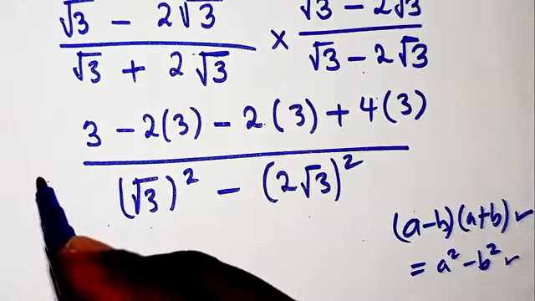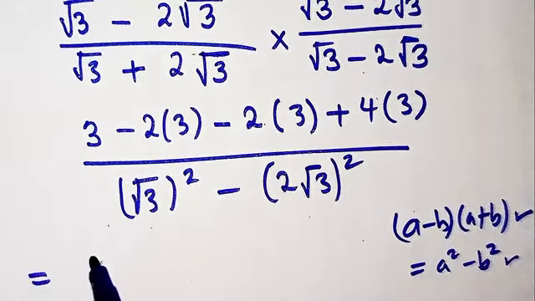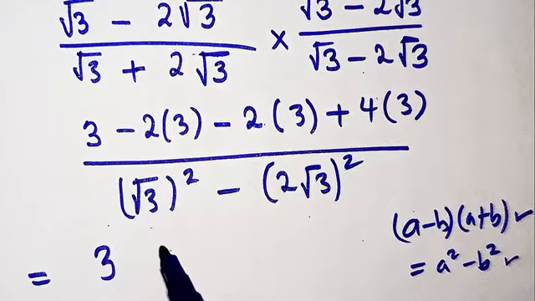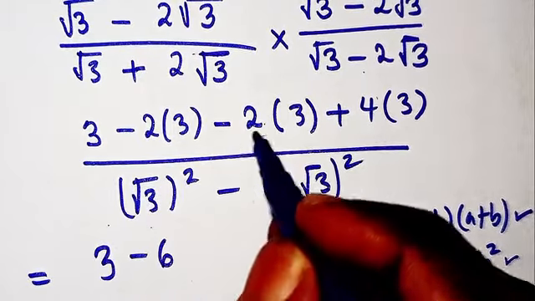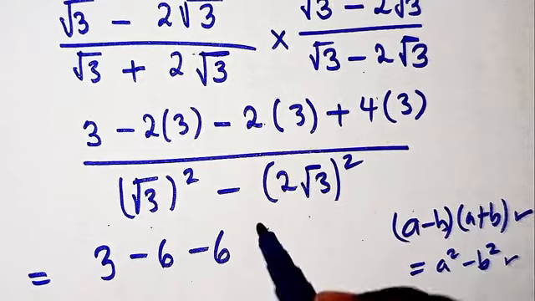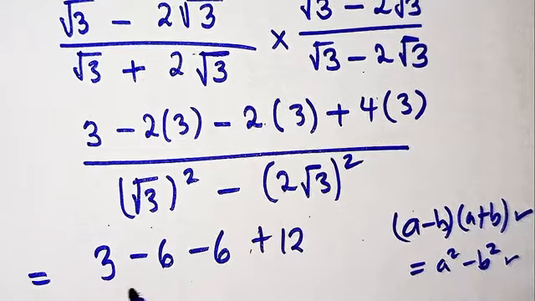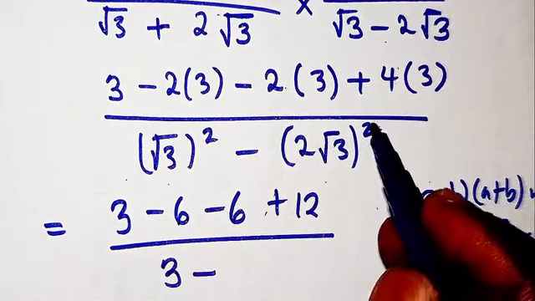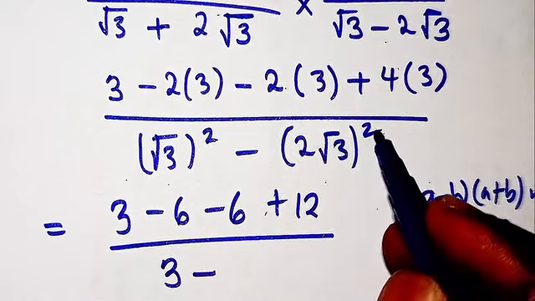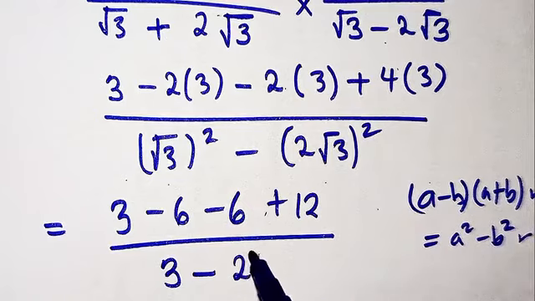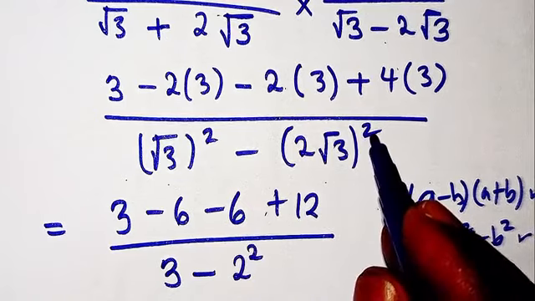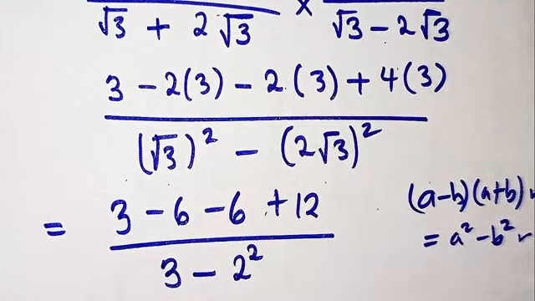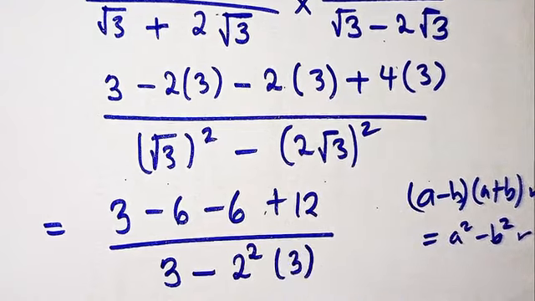Okay, so from there we're going to have 3 minus 2 times 3, it is going to be minus 6. The same thing here, minus 6, and this will be plus 12. Then divided by, then we have this square, we cancel the square root, we have 3 minus this square. This square will affect this, we're going to have 2 to the power of 2. Then this square will cancel out this square root, we're going to have multiplied by 3.